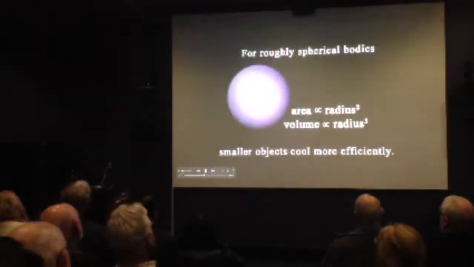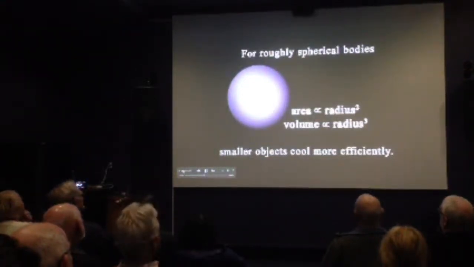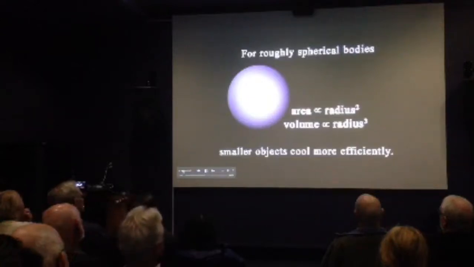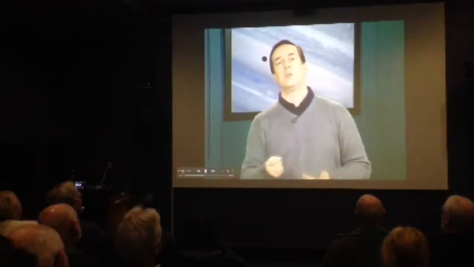And if these things are roughly spherical, the area is proportional to the radius squared, and the volume is proportional to the radius cubed. So the cooling efficiency goes up with size. Smaller objects will cool more efficiently. So you will expect large objects to be differentiated, but the smaller objects will be able to cool away their heat. They won't necessarily become liquid, and we might expect those to be undifferentiated.